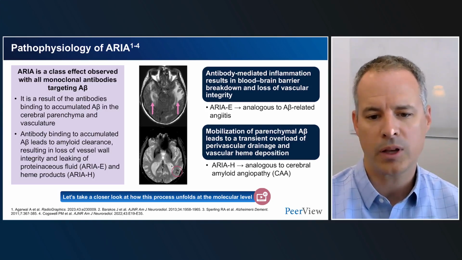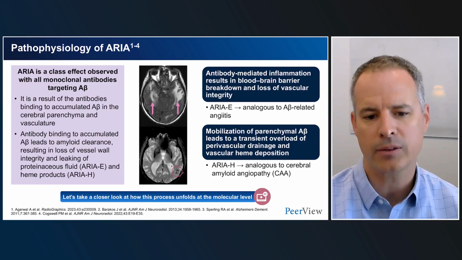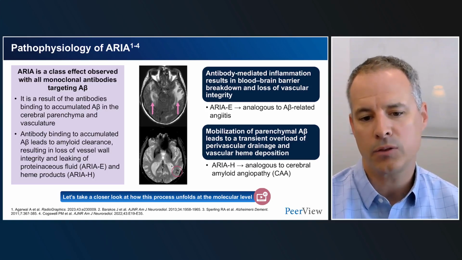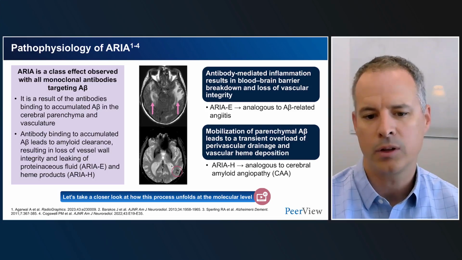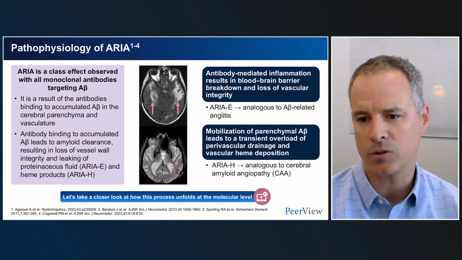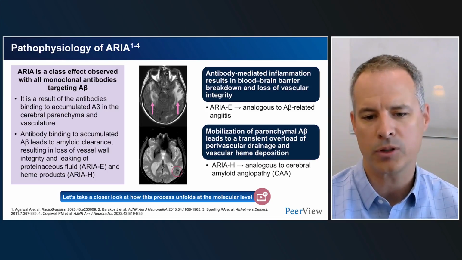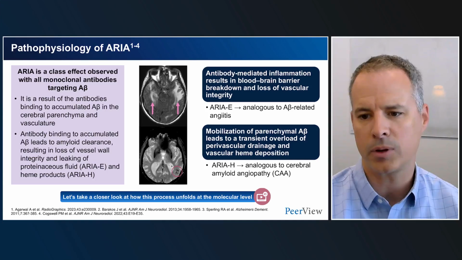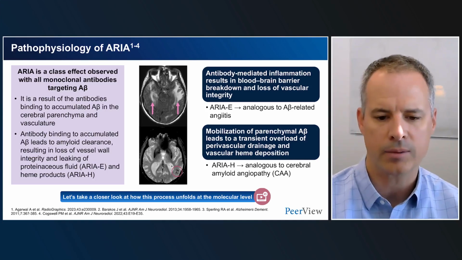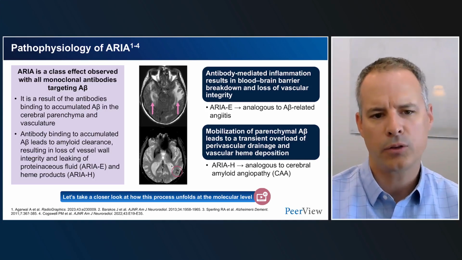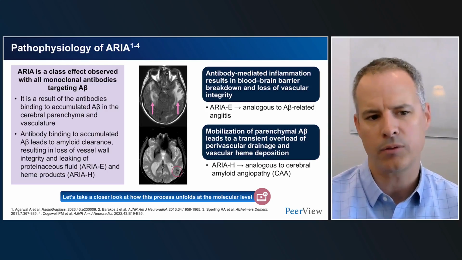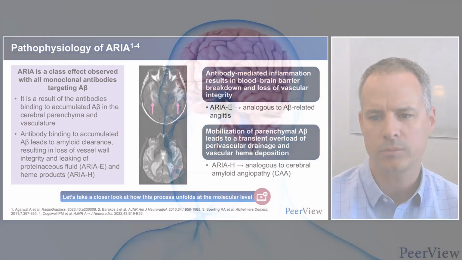And then this mobilization of parenchymal A beta from plaques, we think, leads to a transient overload of perivascular drainage systems and vascular heme deposition. So you get heme around the blood vessels. That's what forms these microhemorrhages, which is analogous to typical findings of CAA. So let's take a closer look now at how this process unfolds at the molecular level.